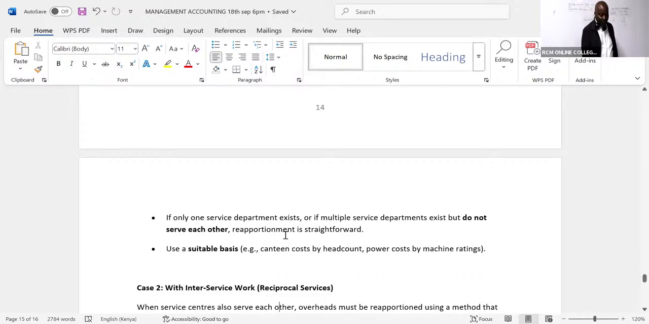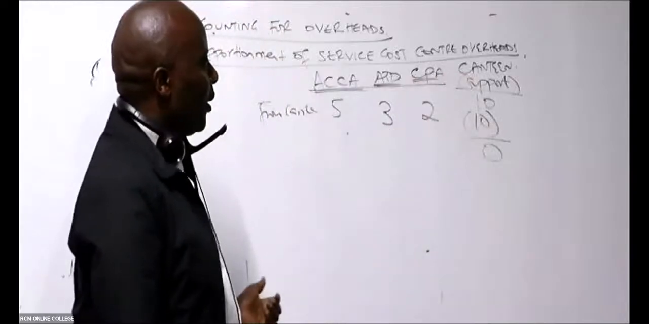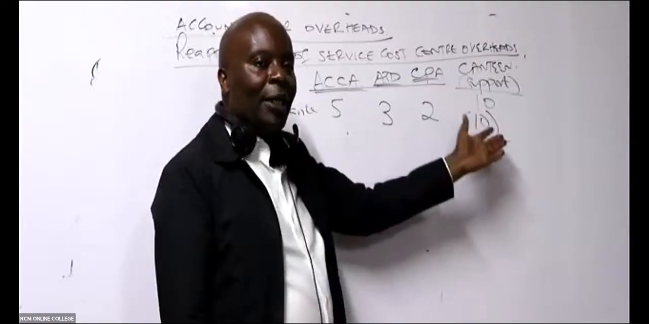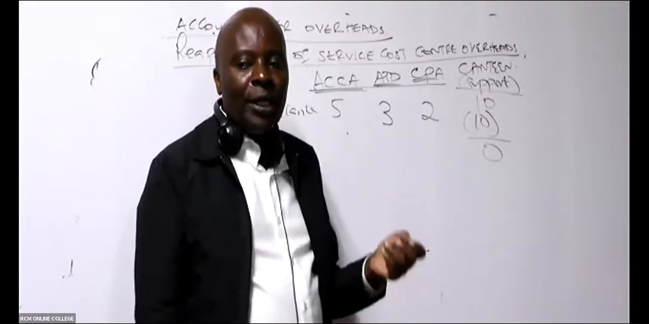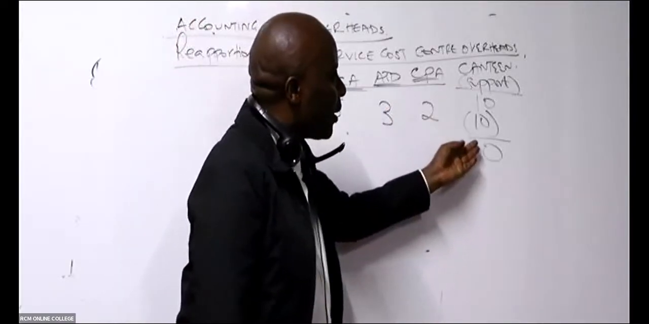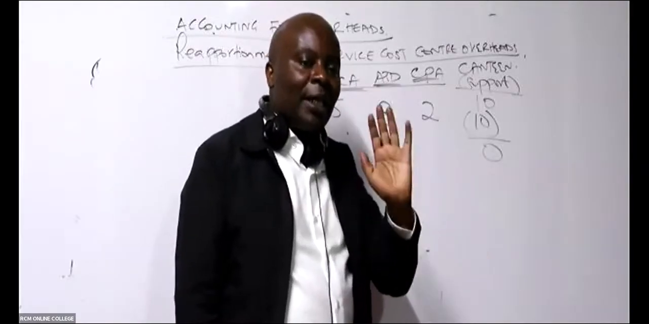Now, ladies and gentlemen, here we are being told something very easy. That, for example, we only have one support department, what we are calling one service department. So with this one service department, what we simply need to do, ladies and gentlemen, is to know this canteen is there to serve employees. Employees from the various departments are there, ladies and gentlemen.